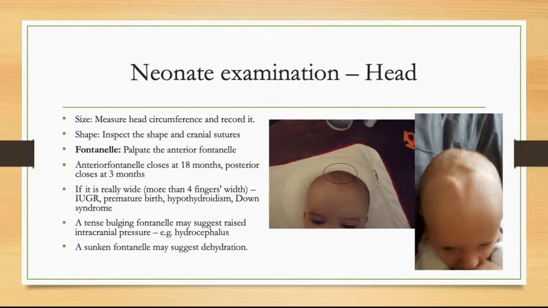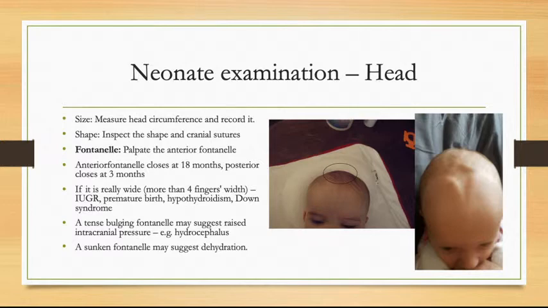So as I said, we're starting from the head. So first thing you do is measure the head circumference. Then next thing you do is you need to check the shape and look at the cranial sutures. And in particular, you want to feel for the anterior fontanelle as well.